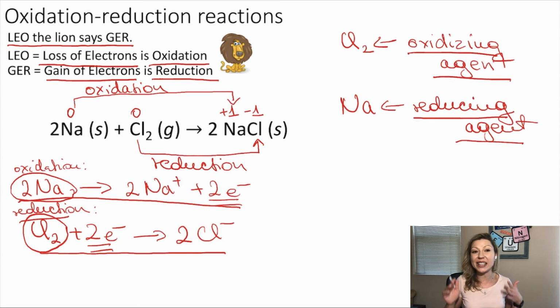And don't forget, Leo the lion says GER. LEO is loss of electrons, oxidation. GER is gain of electrons, reduction.